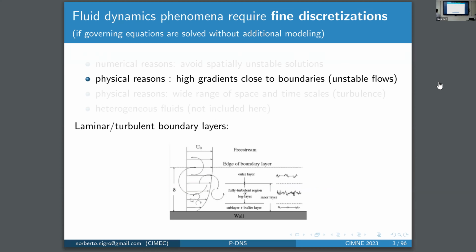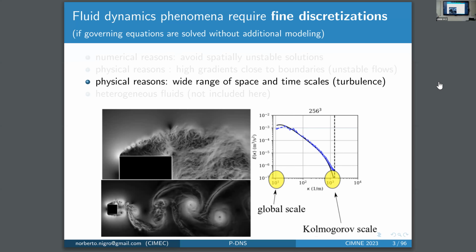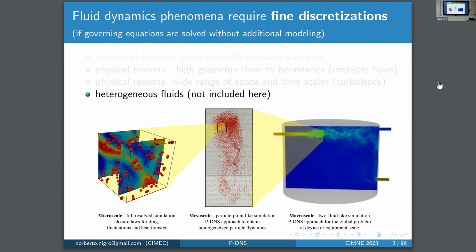The next are physical reasons, because, for example, when you have high gradient flows close to the boundaries or whatever, especially in stable flows, it's very useful for such a situation. Also for another physical reason, when you have a wide range of temporal and spatial scales, like in turbulence, you have to solve with another methodology. I want to show you the comparison with RANS, with LES, with other kinds of modeling techniques. And finally, heterogeneous flow, which I'm not going to include in this presentation because I'm not involved in such an application. Jimenez, Sergio and Eugenio are involved in this very challenging, very difficult problem.